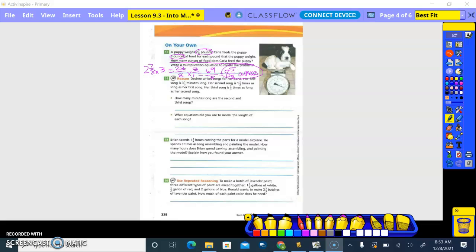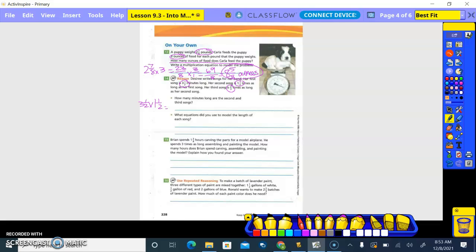Number 14. Desiree writes songs for her band. Her first song is 3.5 minutes long. Her second song is 1.5 times as long as her first song. Her third song is 2/3 times as long as her second song. Okay, so the first one is 3.5 minutes. The next one is 1.5 times as many, and the third one is 2/3 as much as the second one. So, how many minutes long are the second and third songs? So for the first problem, we need to take what? 3 and 1/2 times 1 and 1/2.